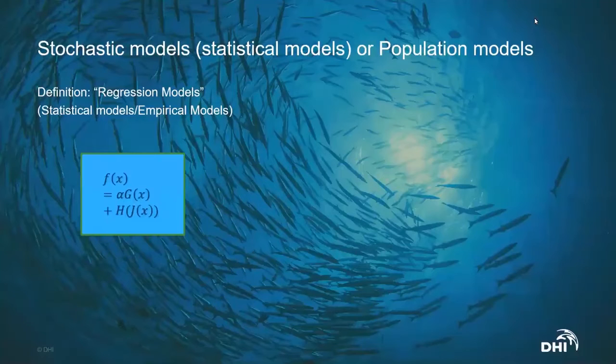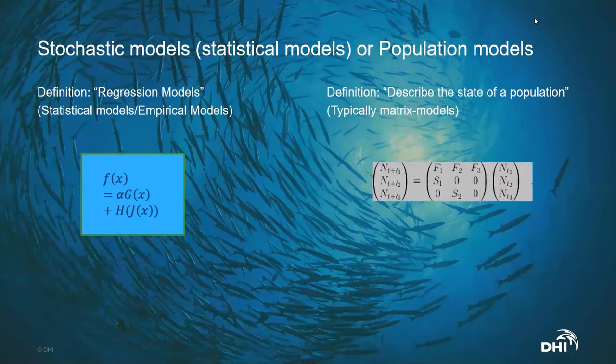The other 2 kinds of models that I just mentioned are stochastic models or statistical models. They are defined as regression models. This is something that can be done in various ways and be more or less sophisticated. It could be a linear regression in Excel, but it could also be a number of other statistical models. And then there are population models, which typically describe the state of a population, and they're typically matrix models. These are not something that I will go into details about at all, but just to say that there are a number of different models when we talk about ecosystem modeling.